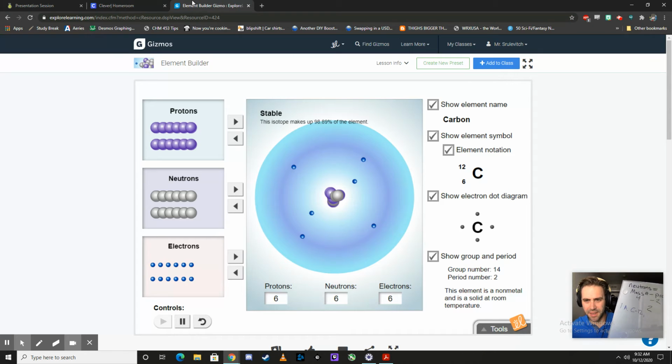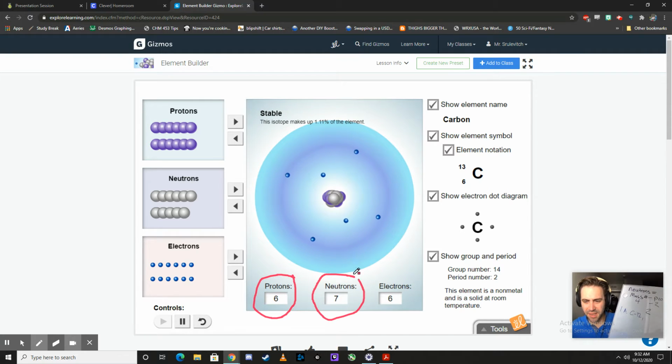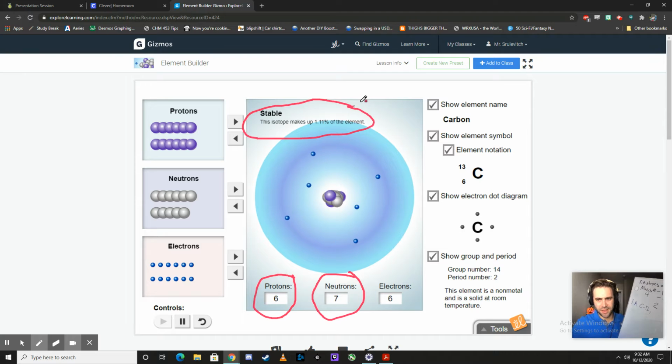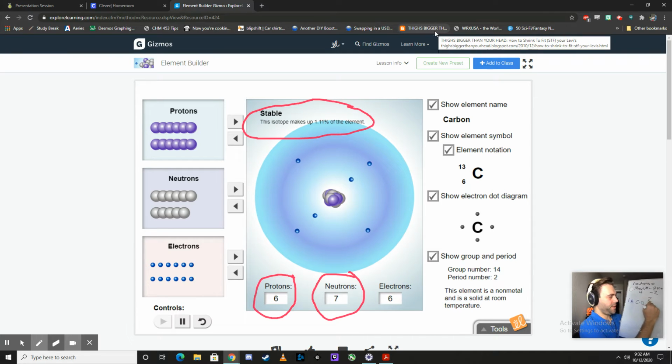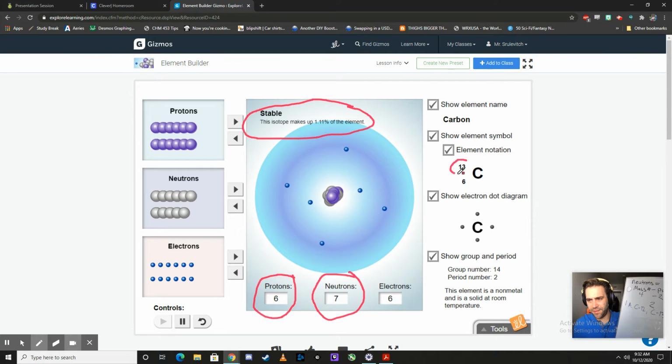Is there another? Let's see. Add a neutron, carbon 13. So how am I getting carbon 13? Well, it tells me here, but also add these two numbers together for the mass, okay? Protons plus neutrons, 6 and 7 is 13. And this is, again, stable. All right? So carbon 13 right here. So this is stable.